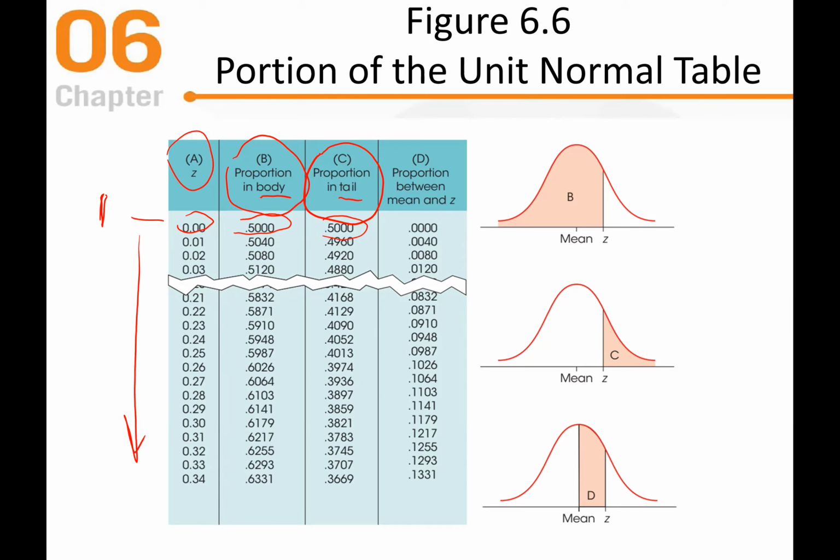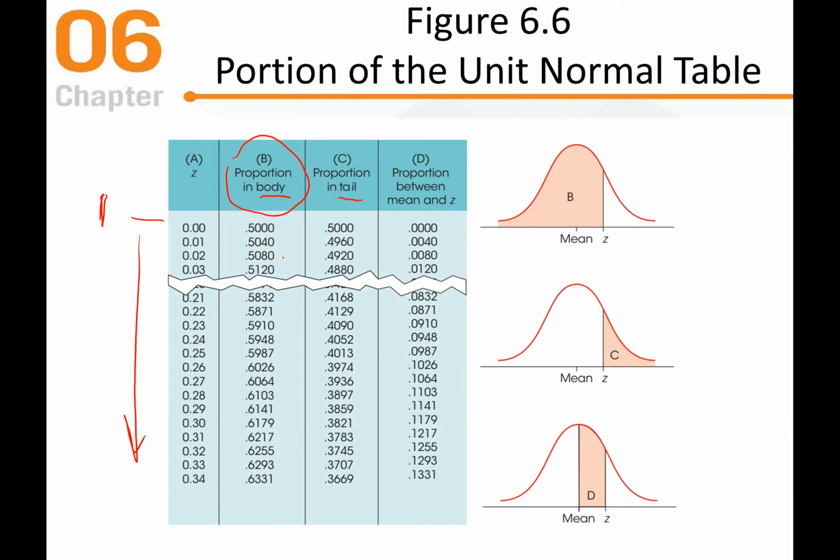Right, but normally we don't have z-scores that are equal to the mean. In column B is going to be the proportion of the body, which is usually the bigger portion of where the z-score bisected or divided the distribution. And the proportion of the tail is going to be in column C, which is the smaller part of where the z-score divided the normal distribution.